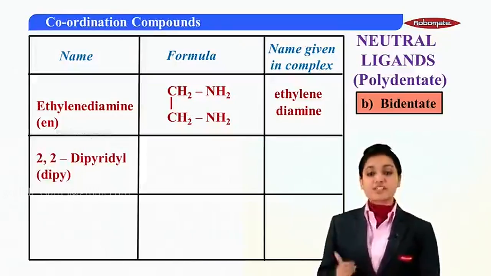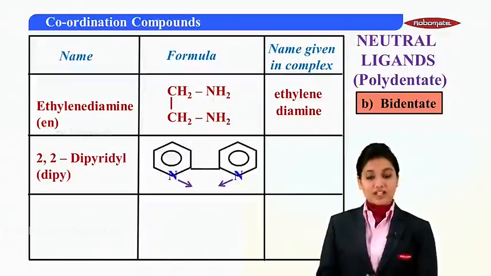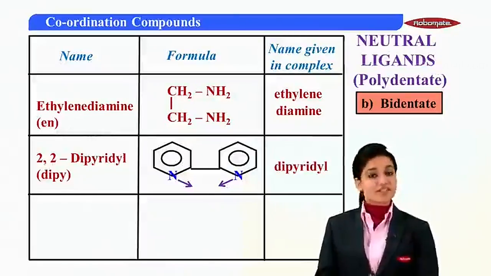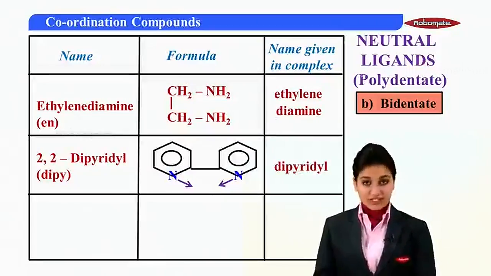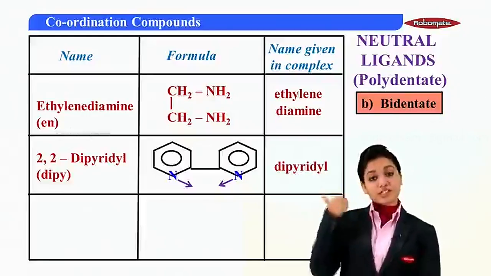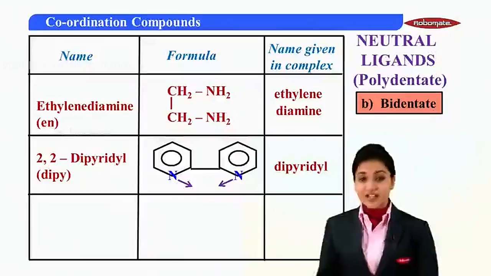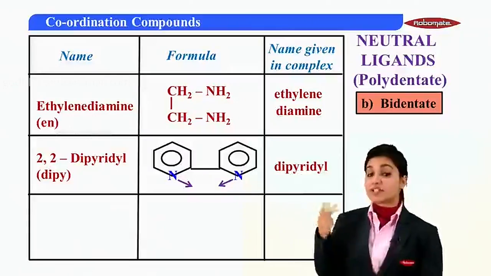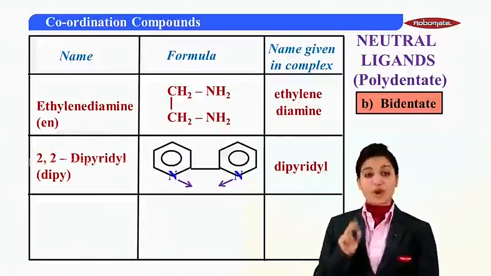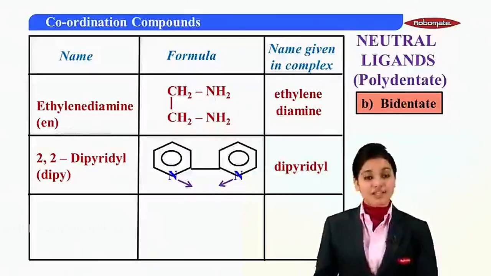The next example is 2,2-dipyridyl, and this is the formula of 2,2-dipyridyl, and the name which is given in the complex is dipyridyl itself. If you observe here, in the first case there are 2 nitrogen, that means there are 2 donor groups, so it becomes a bidentate ligand. Even in the case of dipyridyl, there are 2 nitrogen atoms forming 2 coordinate bonds, that means again it is a bidentate ligand.